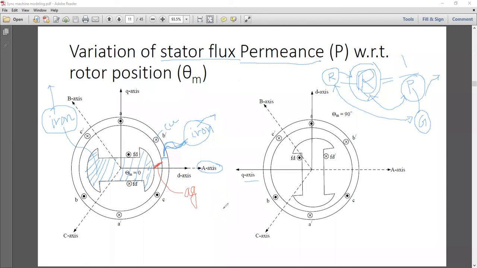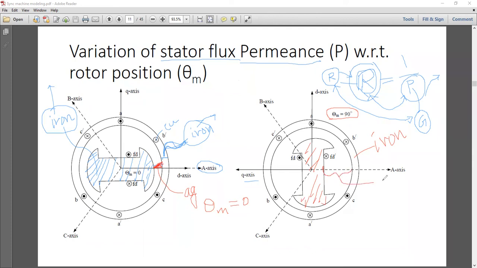When theta m equals 0, this is the air gap between the rotor core and the stator core. So this air gap is at theta m equals 0. Now let's look at theta m equals 90. What is the air gap between the center of the rotor and this stator iron core? And remember, these are the iron. So what is the distance now?